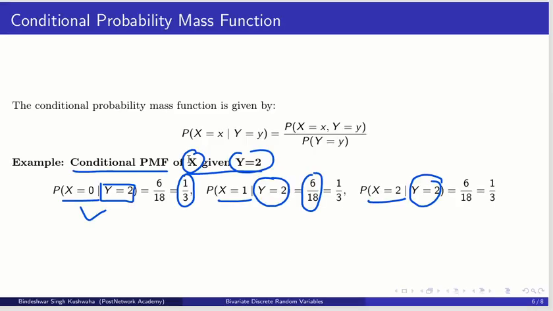The same way you can find out the conditional probability mass function of Y given X. Hope you understood joint probability function, marginal and conditional. These are very important in machine learning and artificial intelligence, and many algorithms, models or concepts are modeled using conditional probability in AI and machine learning. So that is very important.